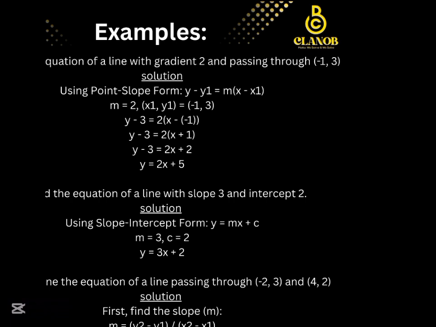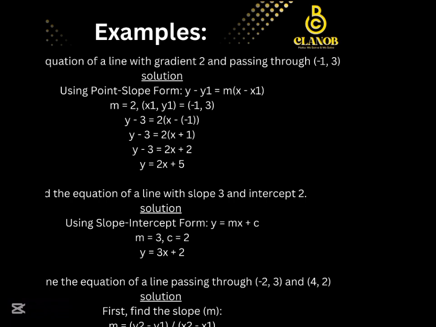So substituting your values, y minus 3 equals 2 into bracket x. Remember your x1 is minus 1, so you want to put that in the bracket. 2 into x minus of minus 1, giving you 2 into x plus 1. Solving your equation, you have y minus 3 equal to 2x plus 2. Collecting like terms, you have y equal to 2x. Remember, bringing your negative 3 this way, it becomes positive 3. So you have y equals 2x plus 5.